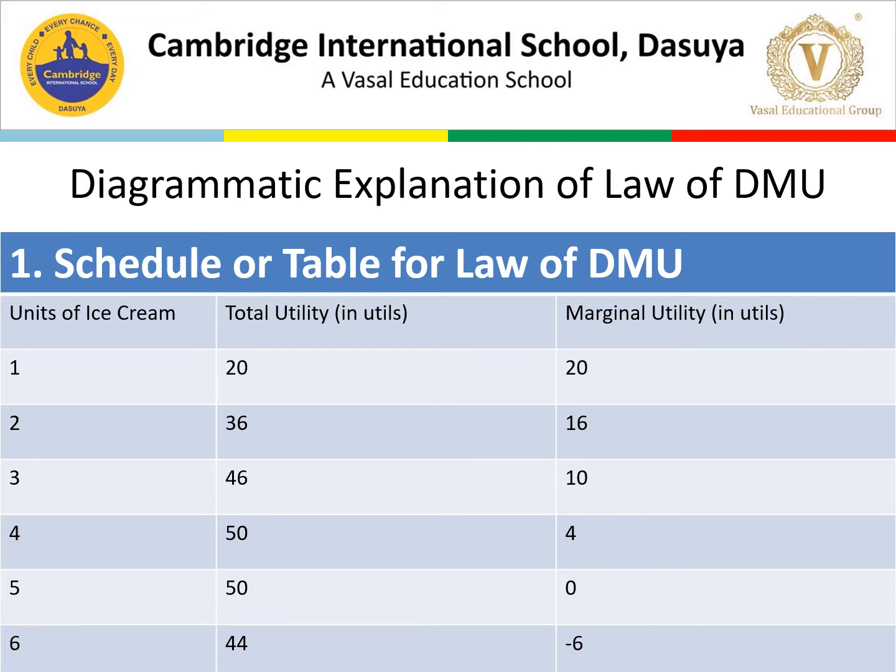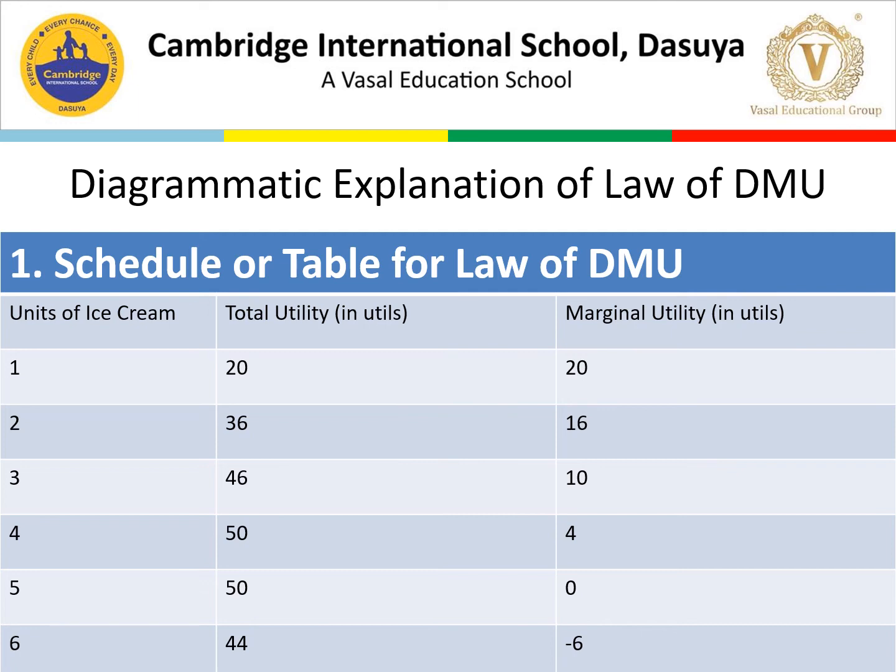Now in the second unit, when we consume ice cream, the total utility is increasing. As you know, the curve of total utility always increases. So it is increasing now from 20 to 36. Now marginal utility starts declining. So it is 16 now. So the marginal utility started declining.